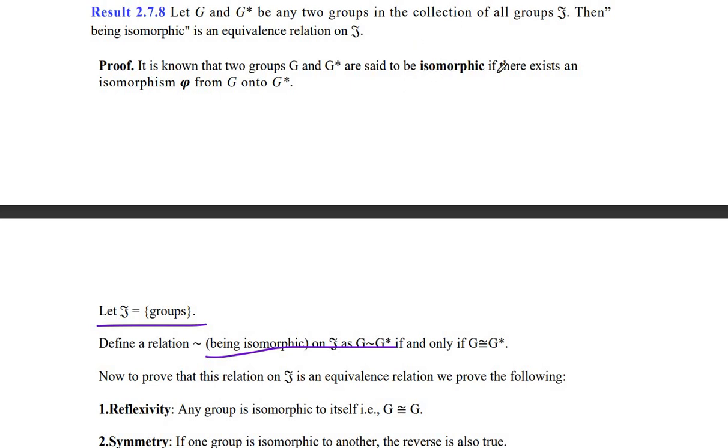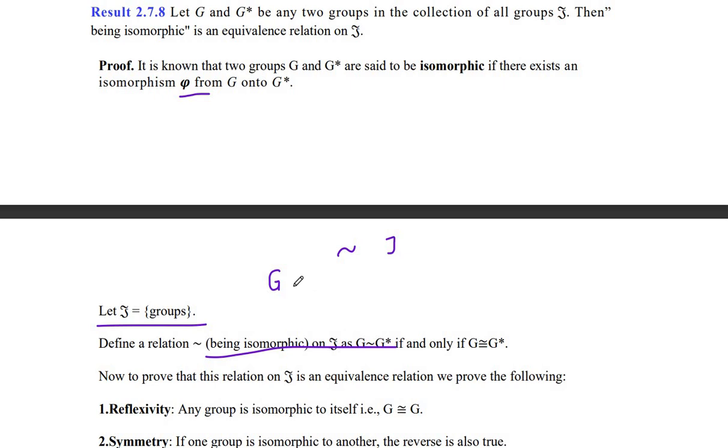Now what do you mean by being isomorphic? Whenever we say that G is isomorphic to G bar, it means we can always have an isomorphism, say phi, from G onto G bar. Here we consider G and G star to be any two groups. So this is how the relation is defined on tau. So we need to have a set and then a relation.